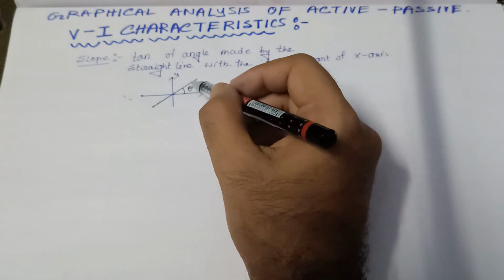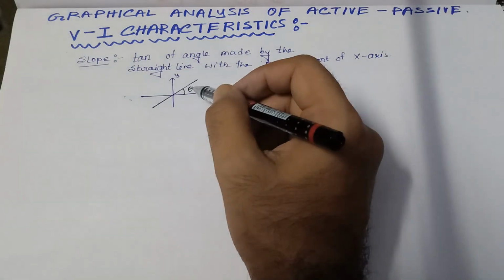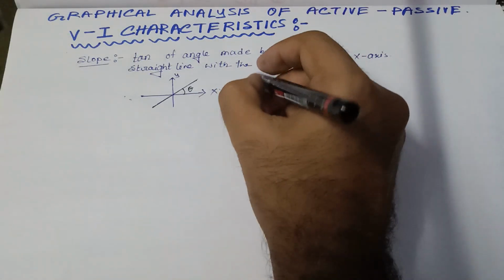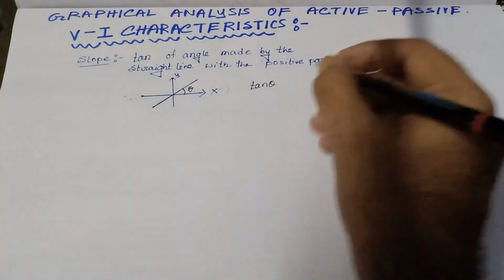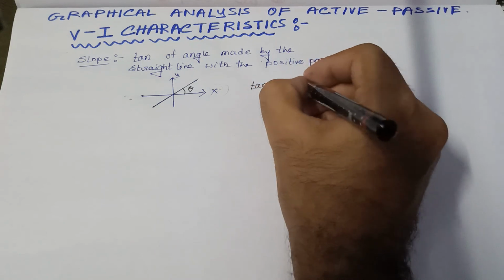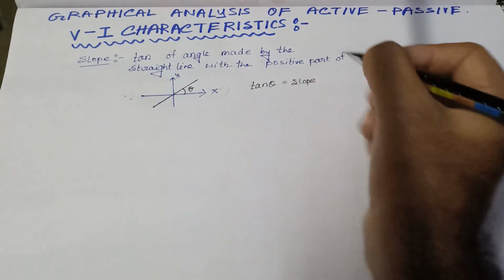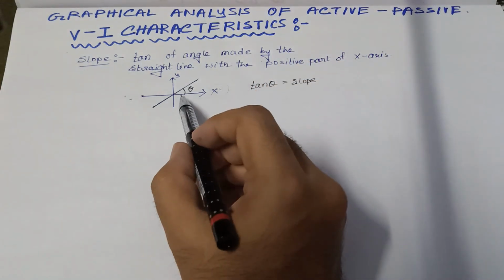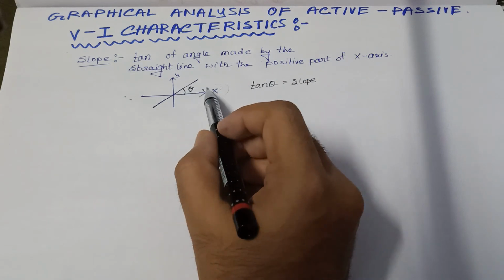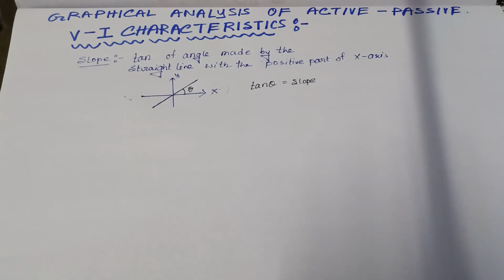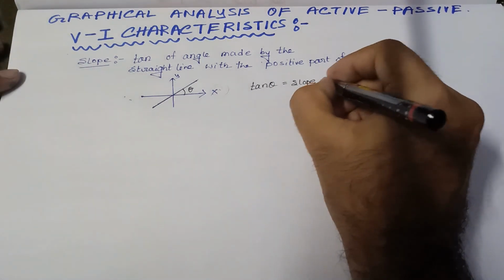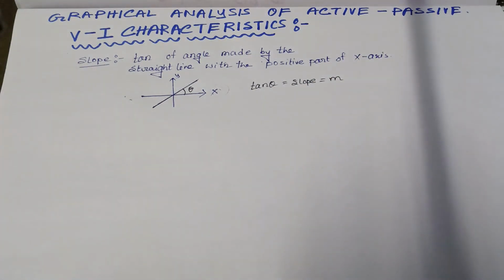Okay, then what will be the tan of the angle? It will be tan theta, and this is the slope. So slope is tan theta, and this theta is the angle made by the straight line with the positive part of the x-axis. Clear? And slope is also denoted by m. So m equals tan theta.